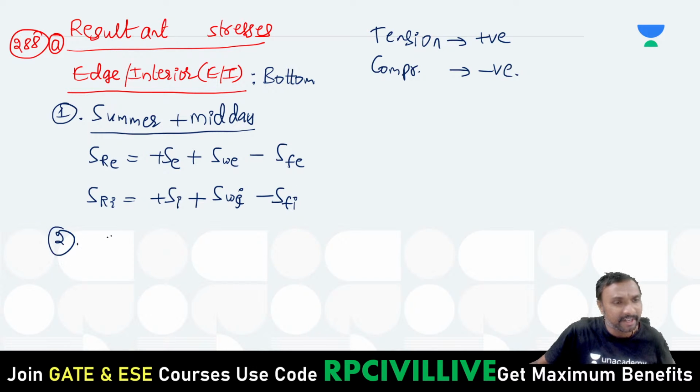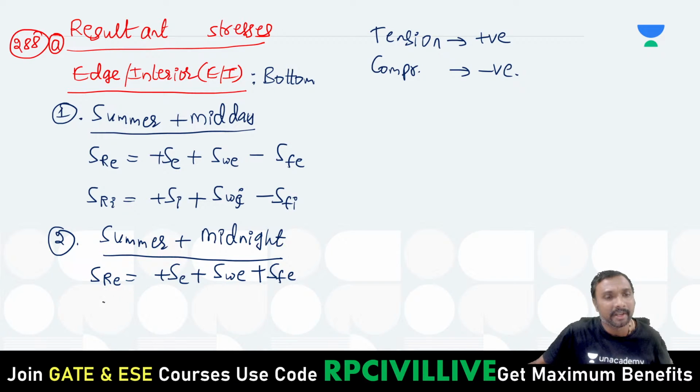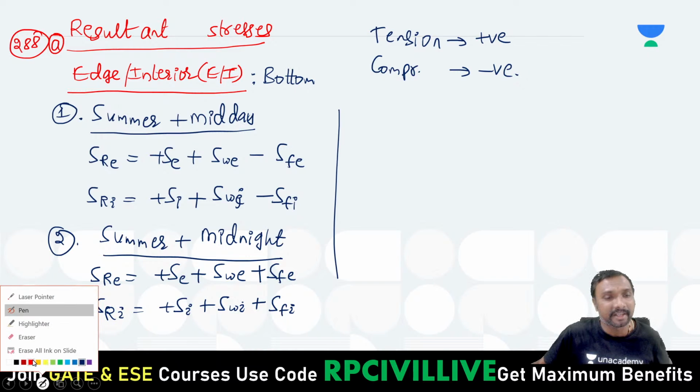Summer midday. Whenever it is summer midnight, the resultant stress at the edge is equal to the wheel load stress at the edge plus the warping stress at the edge plus the frictional stress at the edge. If it is interior also, same thing: the resultant stress at the interior is equal to positive wheel load stress at the interior plus positive warping stress at the interior plus positive frictional stress at the interior. And this is for the edge and interior portions.